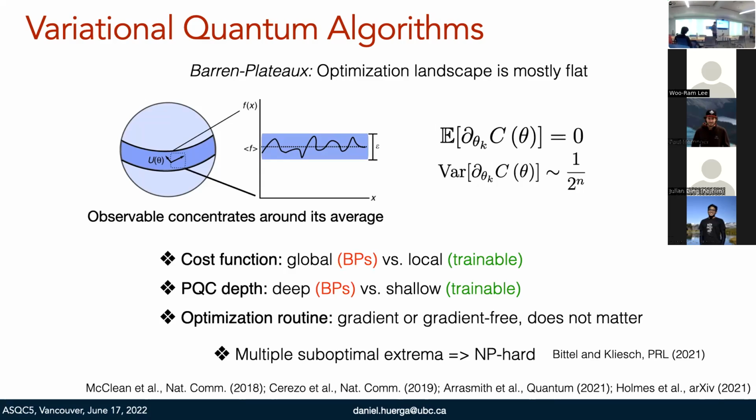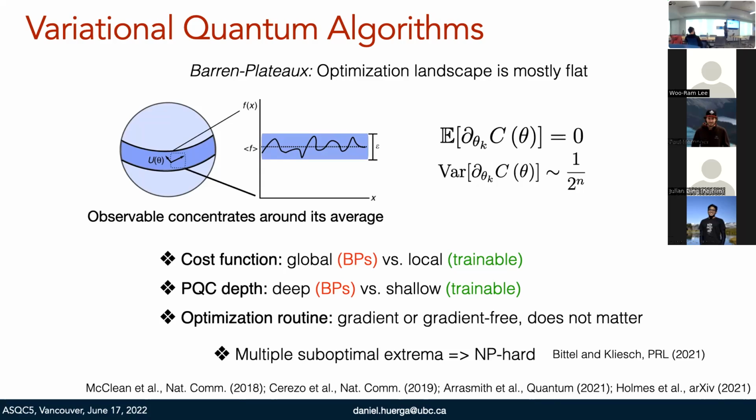It has been proven that global cost functions, under certain circumstances for randomly initialized circuits, show barren plateaus, while local cost functions like the expectation value of local Hamiltonians may be trainable. They also depend on the depth of the circuits. Deep or expressive circuits are mostly prone to this effect, while shallow or inexpressive circuits are not, or may be trainable. And this is independent of the optimization routine, whether it is gradient or gradient free, it doesn't matter.